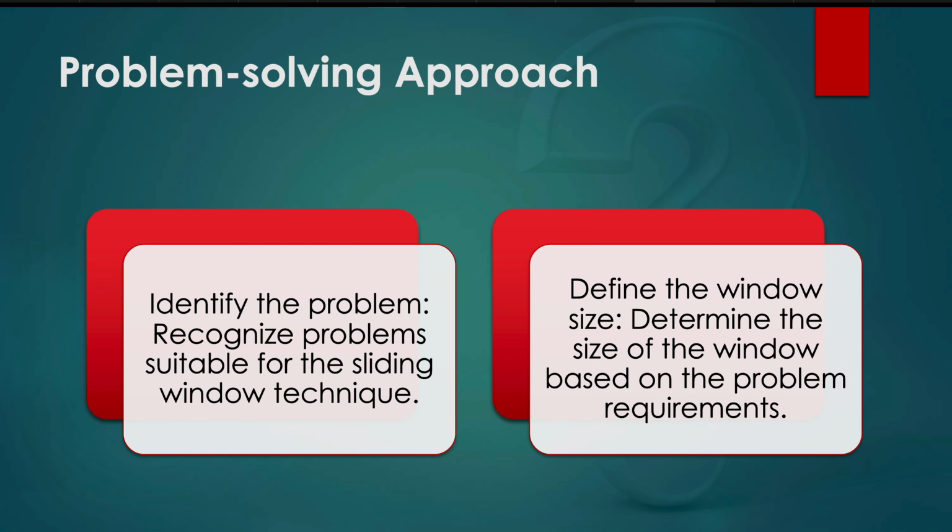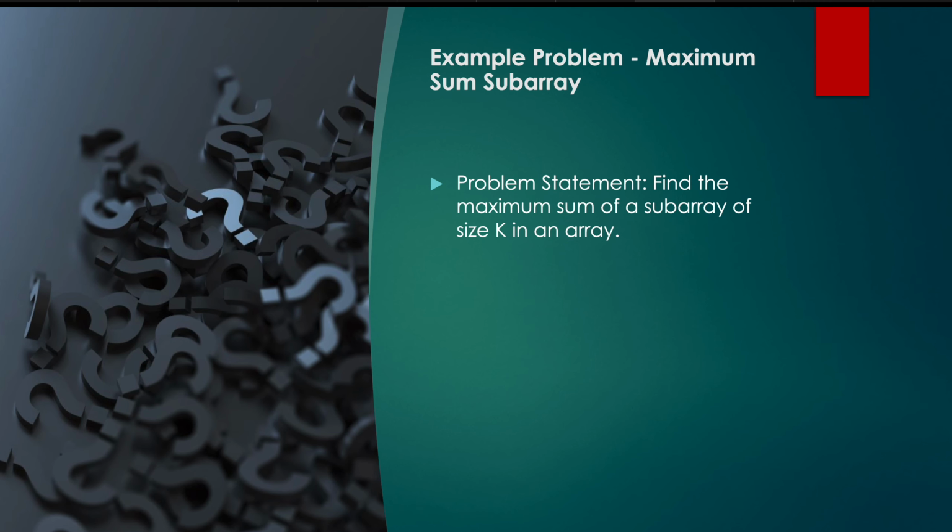So for example, let's say this is the problem statement: find the maximum sum of a subarray of size k in the array. So maximum sum. You are given an array and you need to find the subarray whose sum is maximum, and it should have the size of k. So let's see how we can do it.